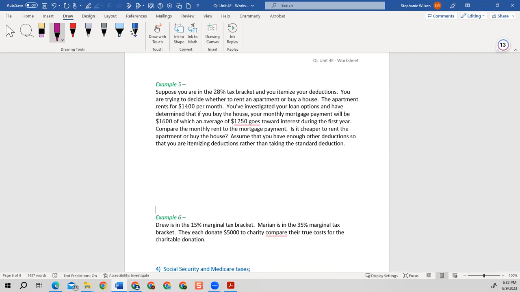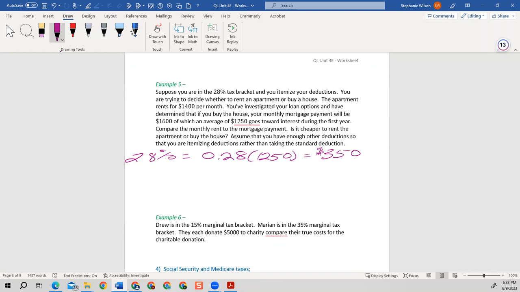Okay, so the monthly cost of the apartment is $1,400 in rent, right? We got that. For the house, however, we must take into account the value of the mortgage deduction. So you get to deduct the monthly interest. At the end of the year, you'll receive a tax form showing how much your interest was for the year. So it says here, $1,250. If you fall into the 28% tax bracket, we say 0.28 times $1,250, which gives you a savings of $350. So that's how much of that money actually comes back.